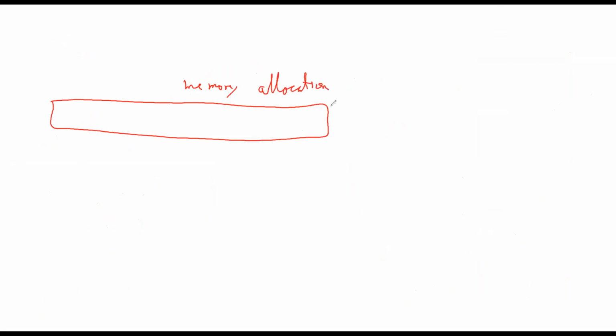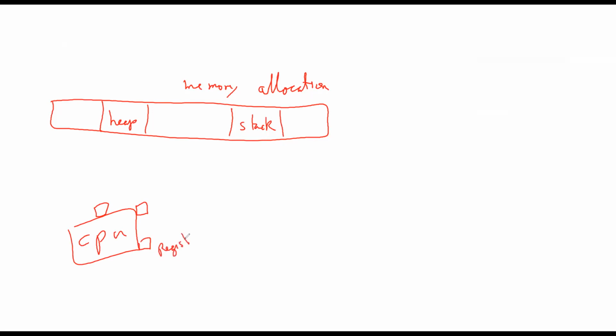Okay, memory allocation, right? You have certain segments here. You have the heap, and over here you have the stack. Now, you're going to have a CPU. A lot of the time there are other places in memory. CPUs have these things called registers that have individual names, and these registers sometimes are basically pointers that hold addresses to places in memory, okay?